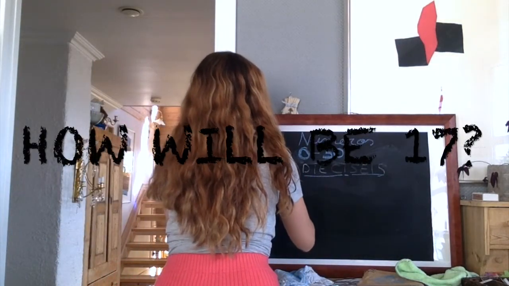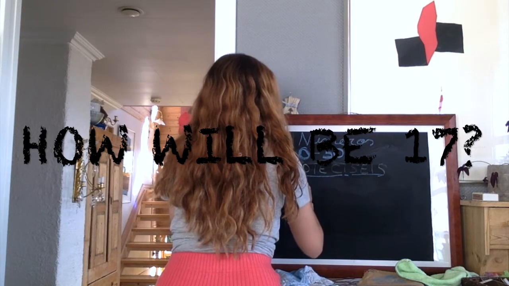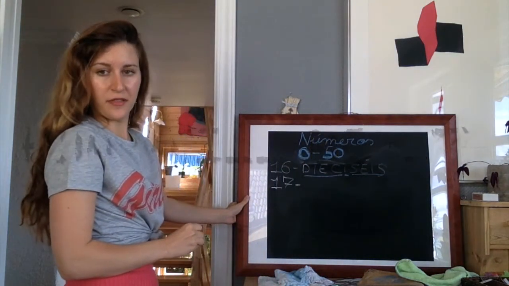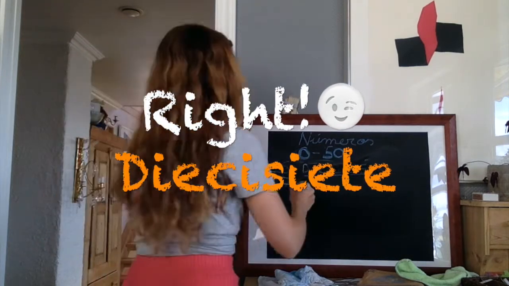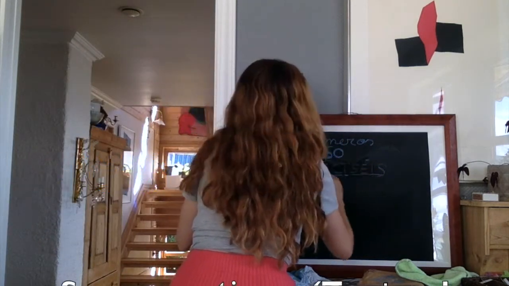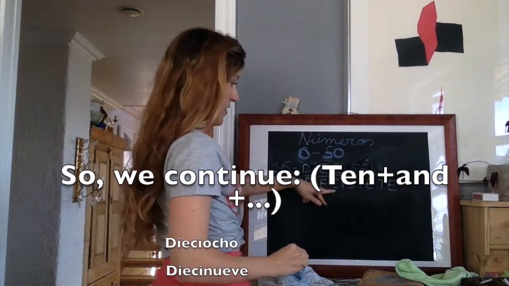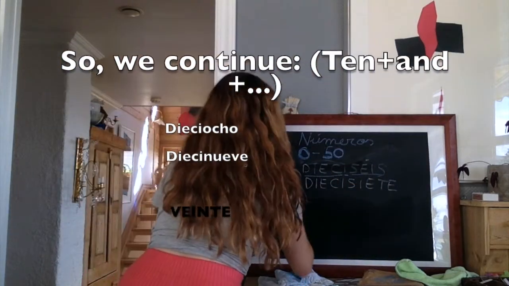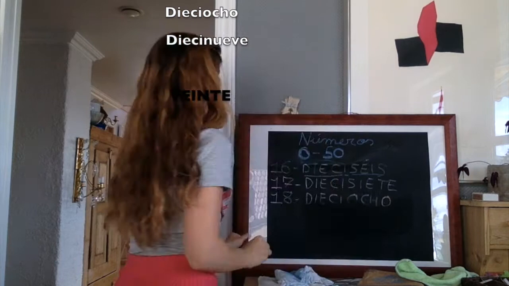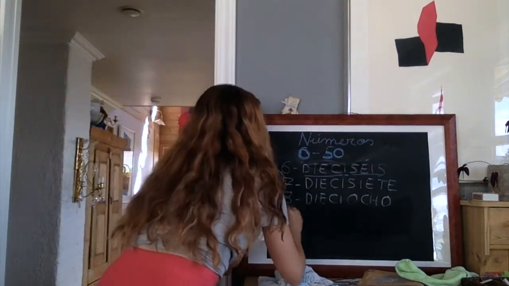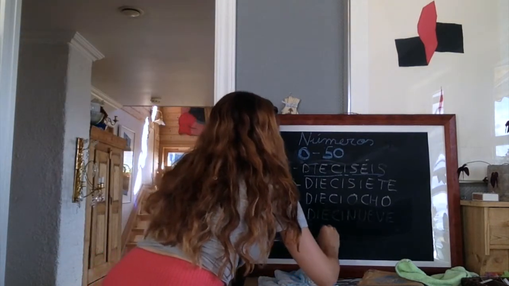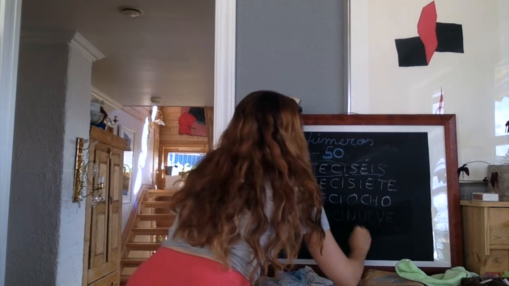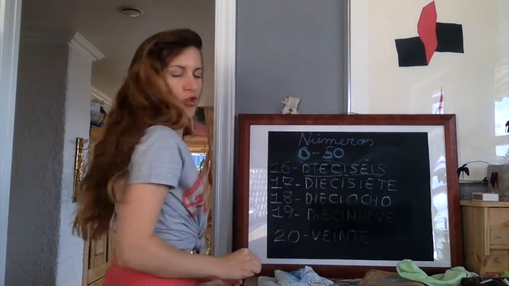How do you think 17 would be? Let's think about it. 17, diecisiete. Exactly. Veinte. 20.